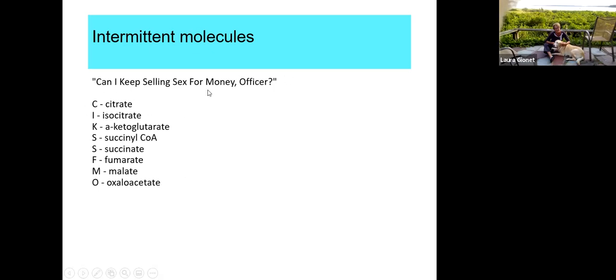So a handy little mnemonic to keep them in order is, "Can I keep selling sex for money, officer?" I saw that on the internet someplace, but it really works. Right, so you keep repeating that to yourself, and then you do have to know the intermediate products, but it helps you keep them in order. Citrate, isocitrate, alpha ketoglutarate, and so forth.